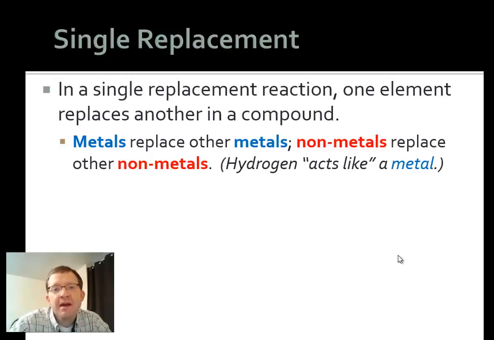The important thing to keep in mind with single replacement reactions is that elements only replace elements that they resemble. So a metal will replace another metal from a compound. A nonmetal will replace another nonmetal from a compound. Like iron, a metal, would only be able to replace other metals like copper or something like that. A nonmetal like fluorine could replace another nonmetal like, say, sulfur or chlorine, but metals wouldn't replace nonmetals.